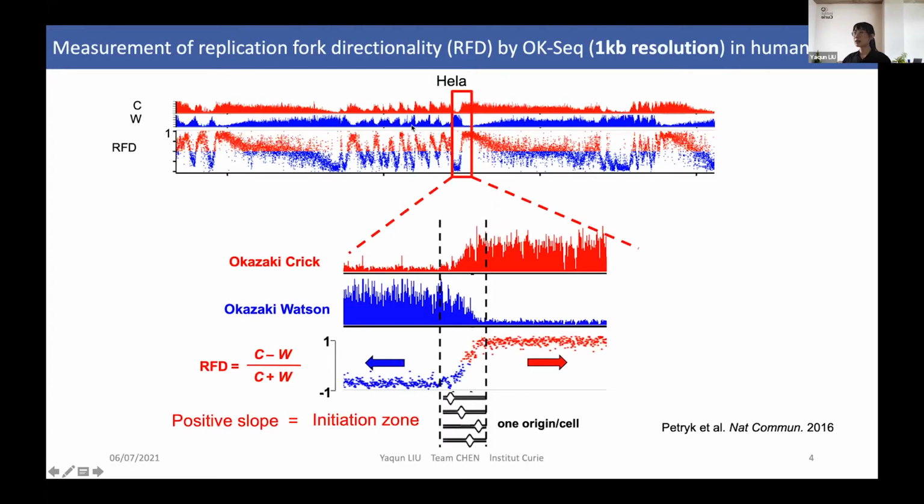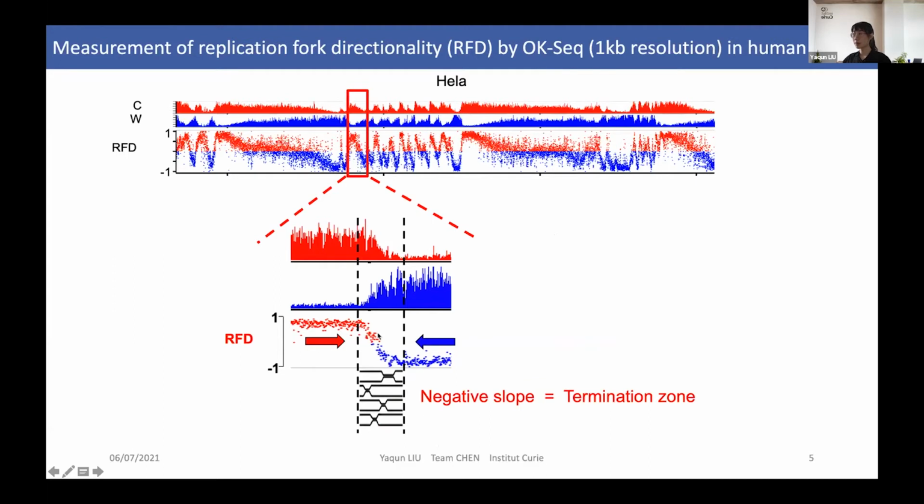So here is the replication fork directionality profile of HeLa cells. Firstly, we get the read coverage for each strand. Then by calculating with this formula, we get the replication fork directionality, called RFD. The blue signals indicate leftward replicating forks, and the red signals represent rightward replicating forks. Here is a 1 kb bin size, and a positive slope of the RFD profile gives the position of a replication initiation zone, since it presents divergent fork movement on its two sides. And a negative slope represents a replication termination zone, since the directions of the two sides are convergent.